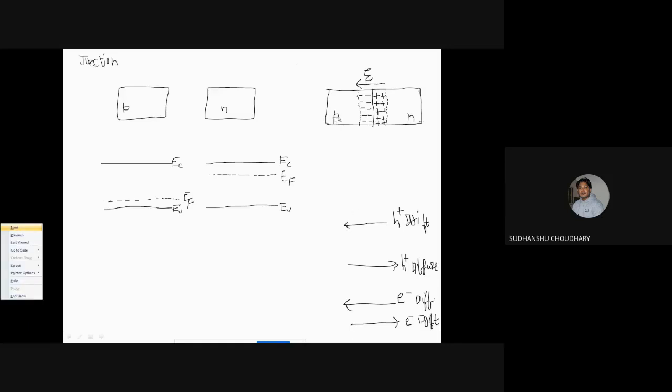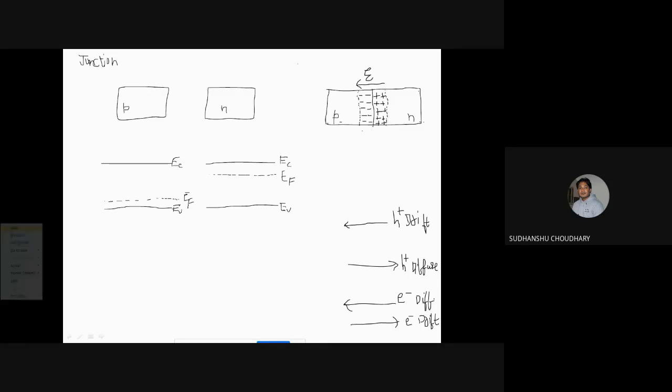So this is a region where high electric field exists, okay? And since the electric field direction is in this direction, we said that holes will drift from N to P and electrons will drift from P to N. So which holes and electrons? Let us identify. In N-type semiconductor, holes are minority carriers, right? So let us say some minority carriers have come across this region.